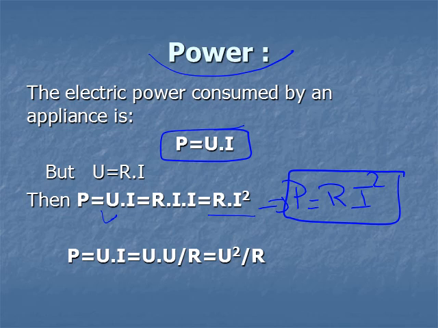Now substitute instead of I, I equals U over R, so P equals U times I, which is U times U over R, equal to U square over R. P equals U square over R.